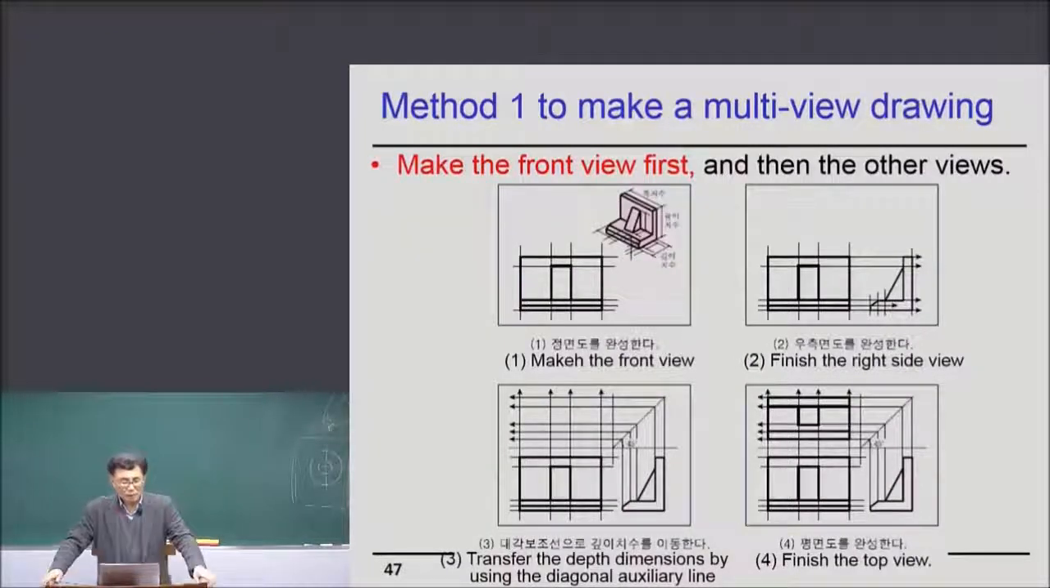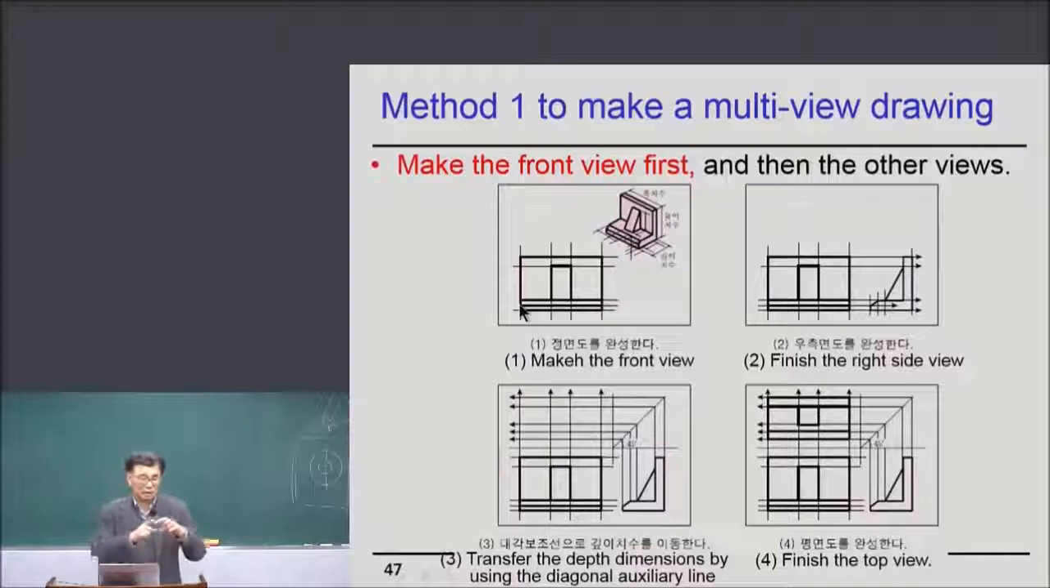Okay, and now I'm going to explain the method to make a multi-view drawing. For example, looking at this 3D shape, please look at this 3D shape. Then maybe you can finish. The first step is to finish the front view. How do you finish the front view?